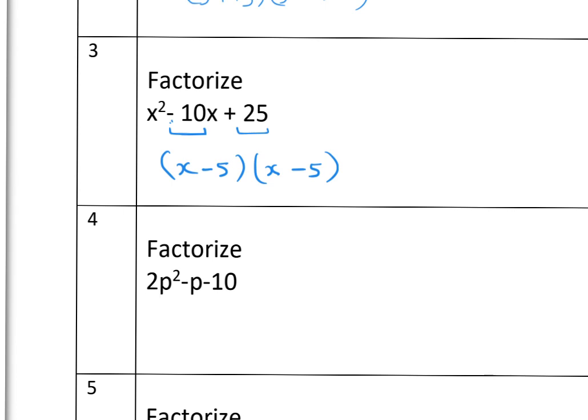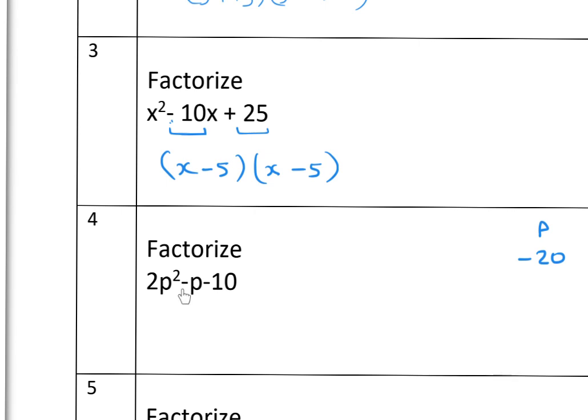The first step: multiply the leading coefficient, the number in front of b squared or x squared, with the last term. Multiply the first term by the last term. 2 times negative 10 is negative 20. So this is the product.